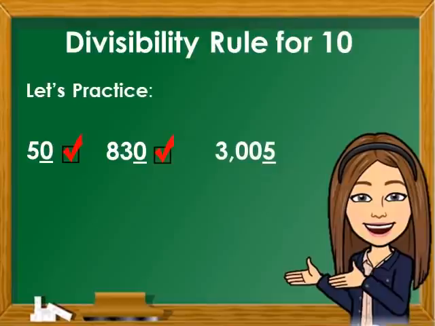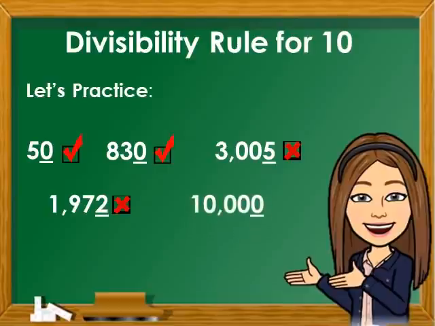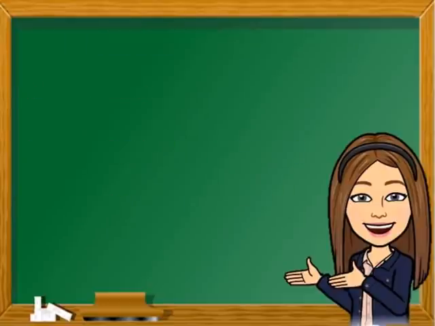3005. The ones place or last digit of 3005 is 5, so 3005 is not divisible by 10. 1972. The ones place or last digit of 1972 is 2, so 1972 is not divisible by 10. 10,000. The ones place or last digit of 10,000 is 0, so 10,000 is divisible by 10.